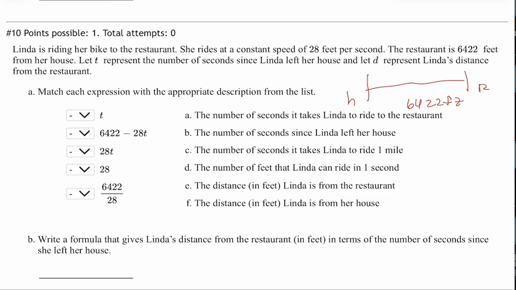And we're going to let t represent the number of seconds since she's left her house. She's going 28 feet per second. So this would be 28t. And it says to match each description with the appropriate description from the list. So T is the number of seconds since she left her house. That's how it's defined. So this one is B.